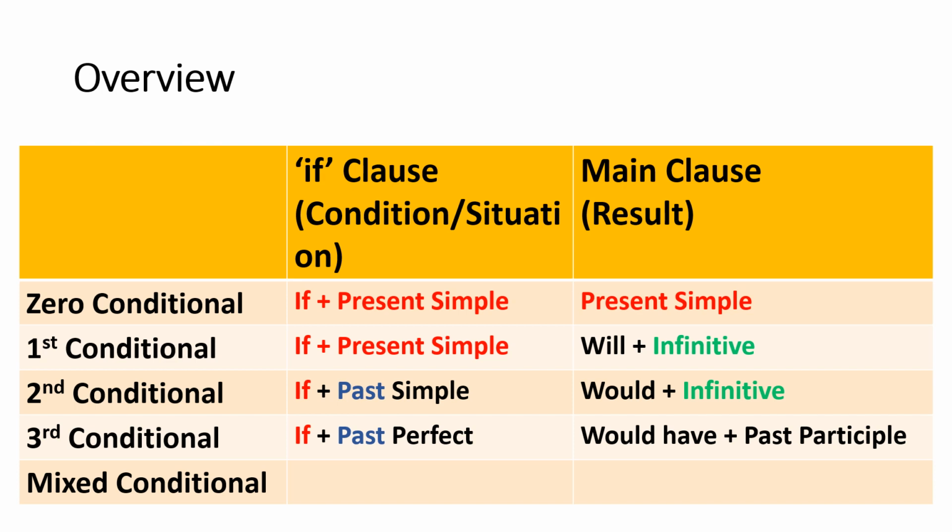In the if clause, we talk about a condition. By condition, we mean situation. While in the main clauses, we talk about the result. The zero and the first conditional express real and possible conditions and results, while the second and the third conditional express impossible, hypothetical, and unreal conditions and results. Mixed conditionals are the combination of the second and the third conditional.